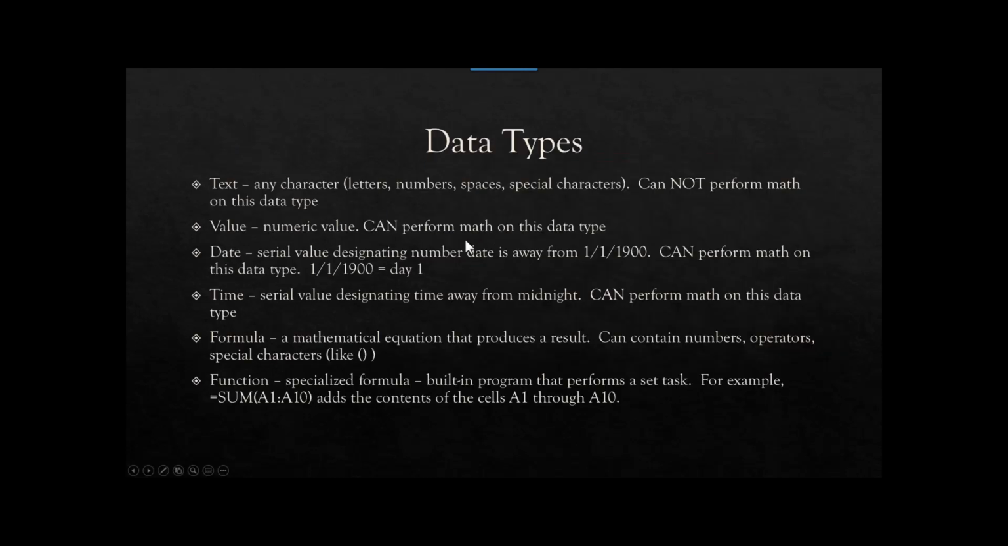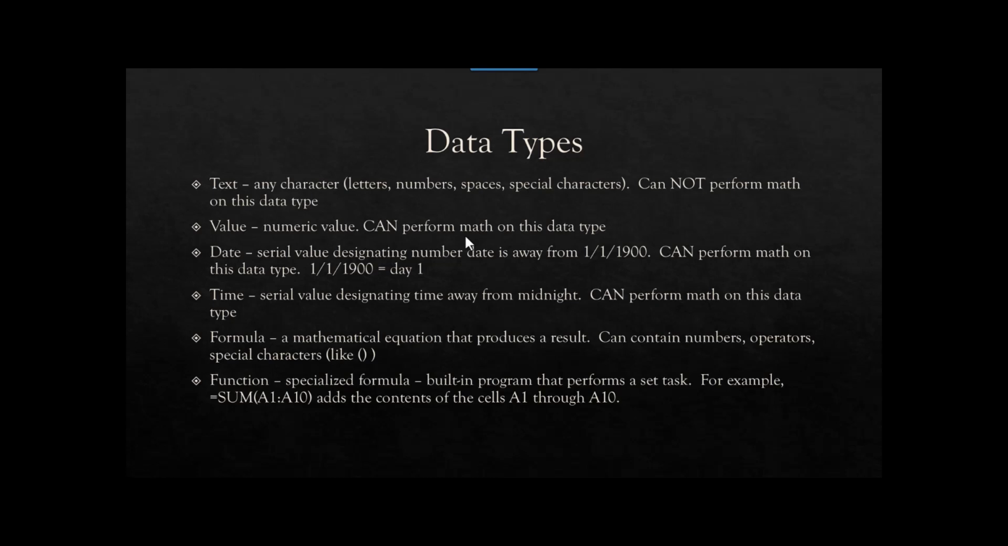So the next thing would be data types that you're going to put into these cells. So the first data type is text. It's also considered alphanumeric or string. And it really is any character: letters, numbers, spaces, special characters. You cannot perform math on this data type.